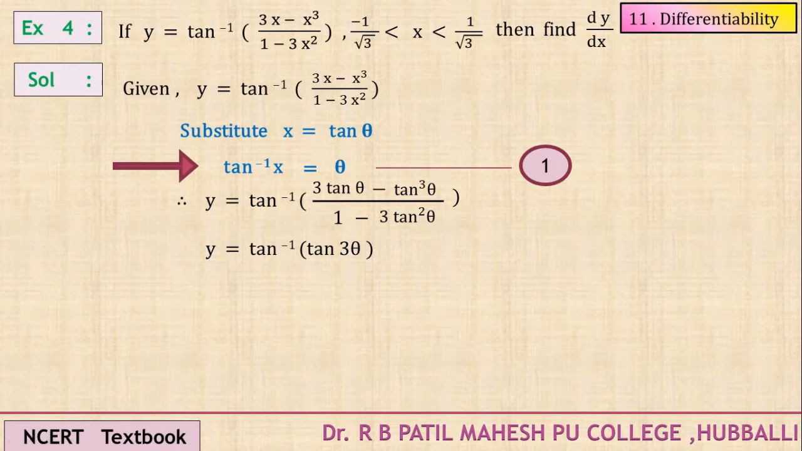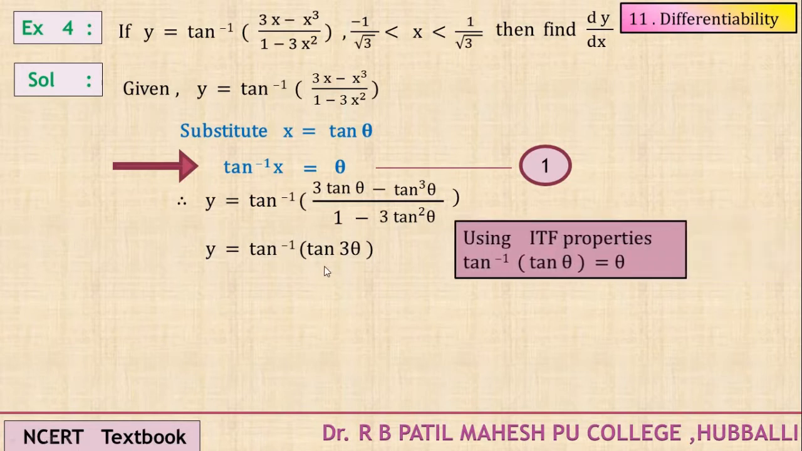So here we have the same function, tan inverse and tan. Therefore, using the inverse trigonometric property, this is written as 3 theta. So it is in the theta variable, the simplest form, but theta is replaced by tan inverse x from equation 1.